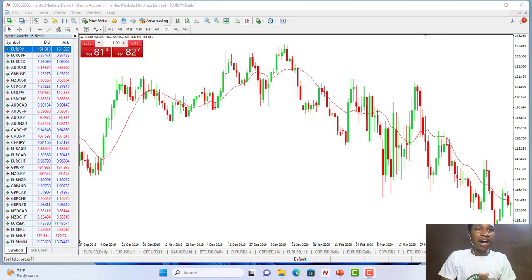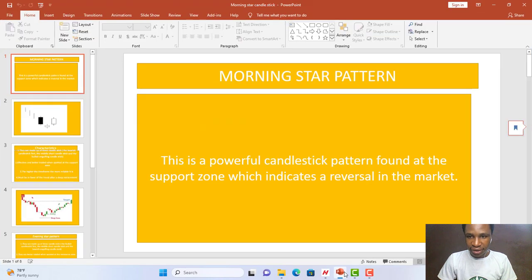So what are we going to be talking about today? Right, so let's go ahead. We're talking about the morning star pattern. What I'm giving to you is a killer pattern, one of my best patterns. Whenever I use it, I see it working very well for me. One of my killer patterns.